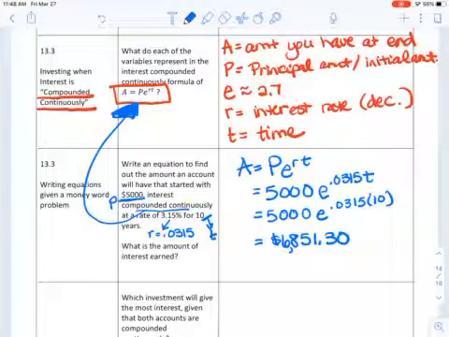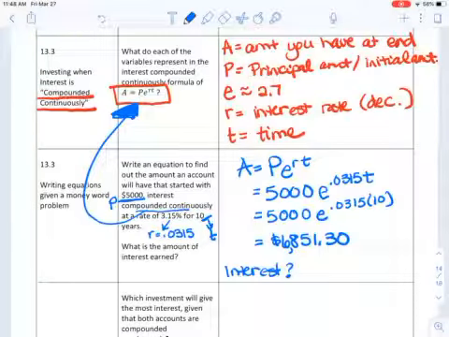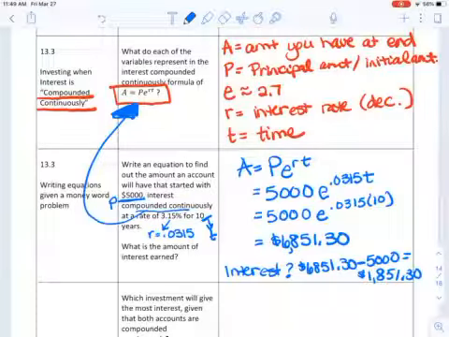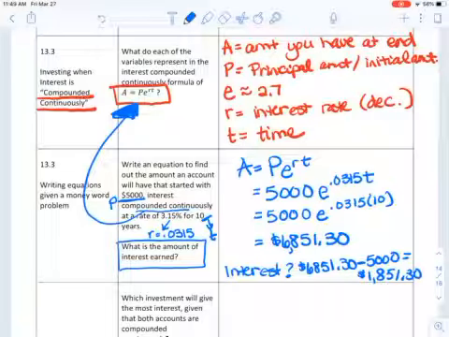Okay, so how much interest did I earn if I put my money in this account for 10 years? That's the question asked, which is the amount of interest earned, and interest earned is going to be the 6,851.30 minus the original $5,000. So that's going to give me $1,851.30. Okay, and that tells me that part.